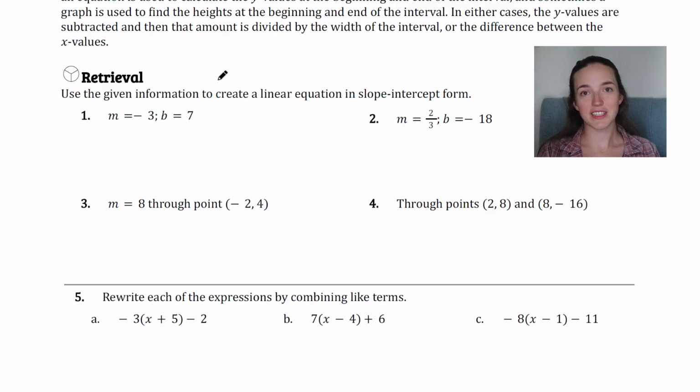This is the Unit 2 Lesson 9 retrieval. In our packet, it is on page 82. First thing we have to do is use the given information to create a linear equation in slope-intercept form.